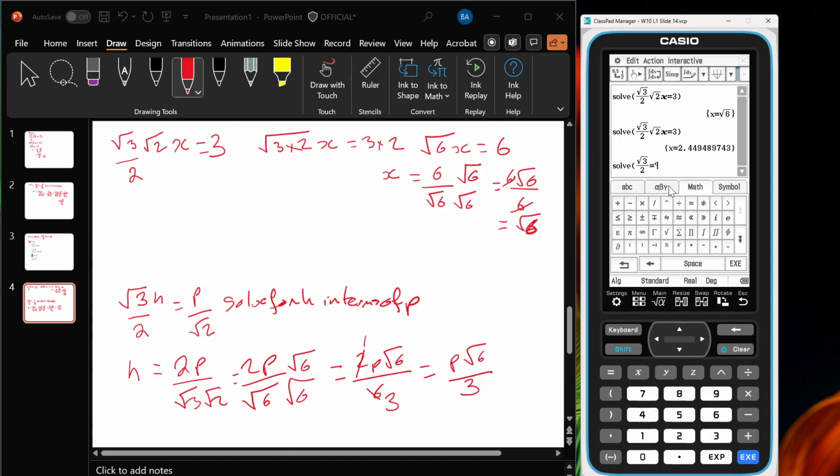I go ABC, P. Seem to have added an extra symbol there, I'll delete that. P. Oh, no, it needs to be a fraction though first. So let me delete that, go back to here, make it a fraction. Go to my ABC, make it a P.